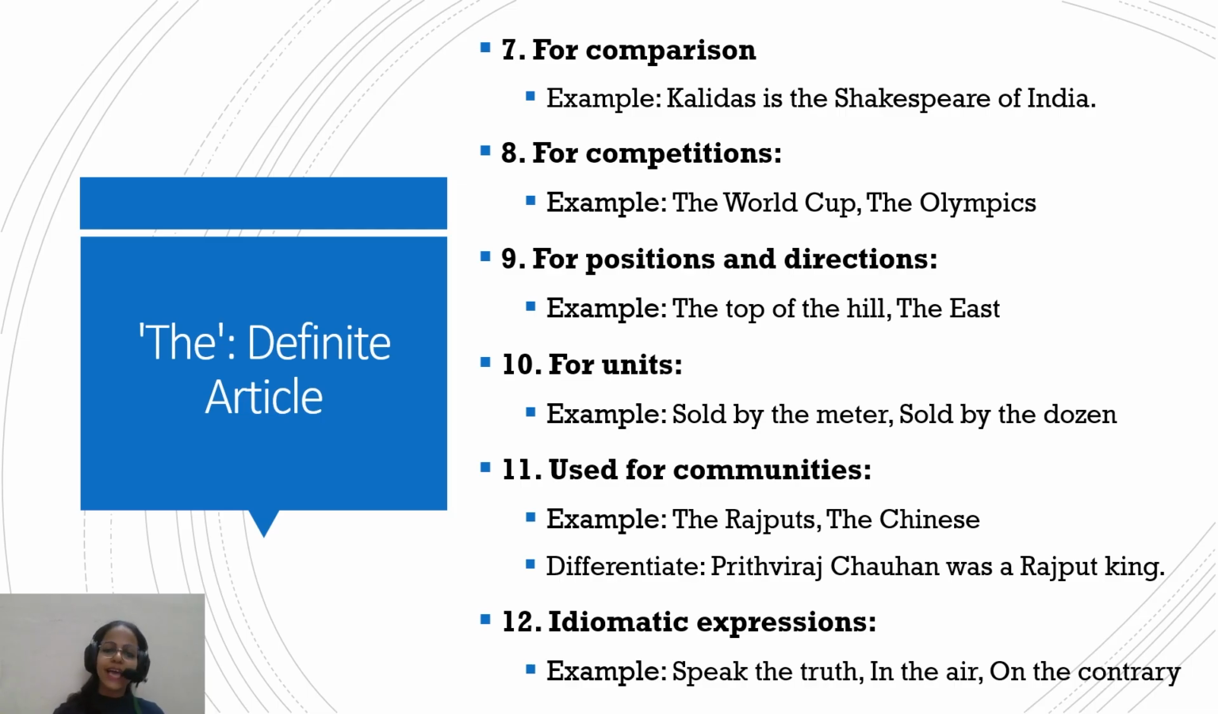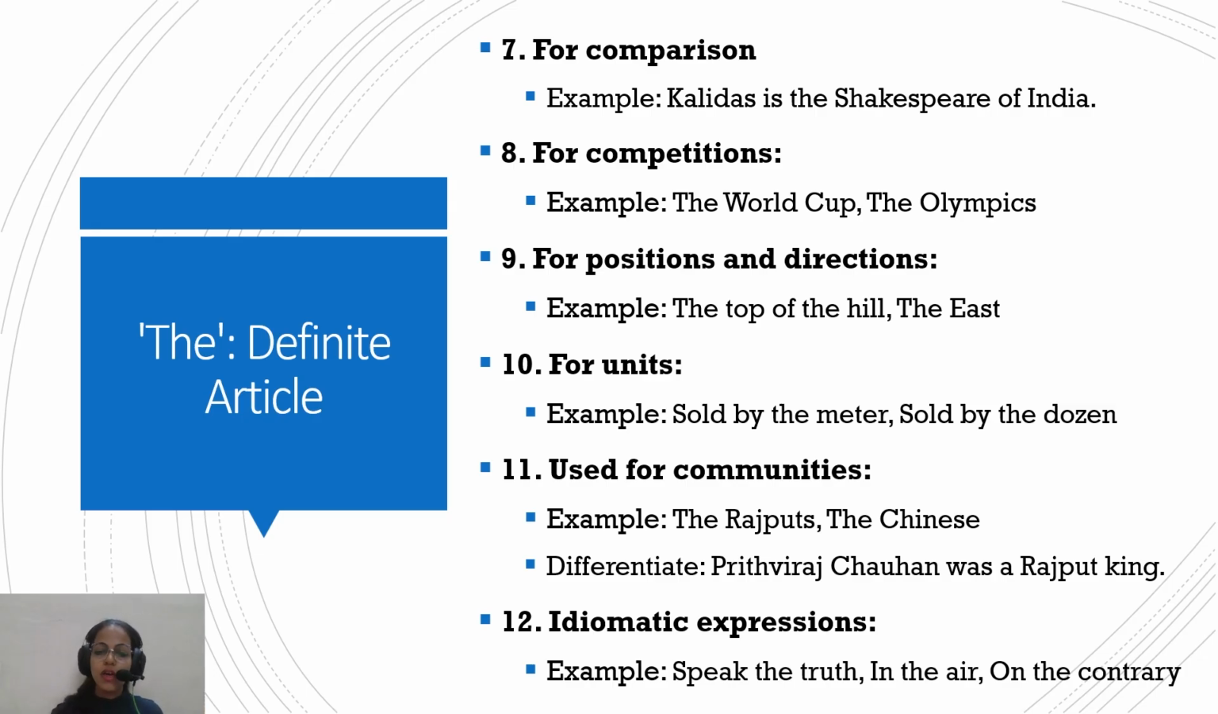For positions and direction, so you say the top of the hill, the east, the west. So these are again followed by the definite article the. For units, when you're saying sold by the meter, sold by the dozen, again we use the. We see here again, like I've said again and again, the is used to refer to specific things. So sold by the meter would mean that you like this specific unit. It's not sold by kg, it's not sold by milliliter, it's sold by meter. We're talking specific. Sold by the dozen, again not sold by kilometer or centimeter, it's sold by the dozen.